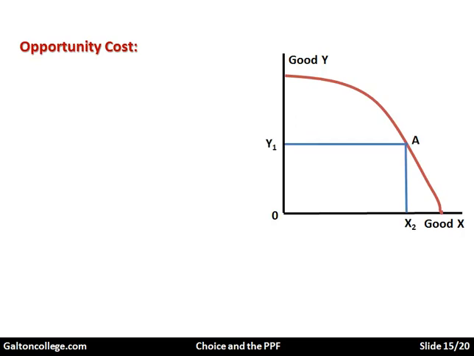Now this idea of opportunity costs, well, let's take one point on the curve. Let's say the point A, and this represents y1 of good y and x2 of good x. So that's an efficient combination of outputs. But let's say the government wants to move from point A to point B. That means reducing x and getting more of y. So y is increased from y1 to y2, and x has decreased from x2 down to x1. So we can see that the combinations have changed.